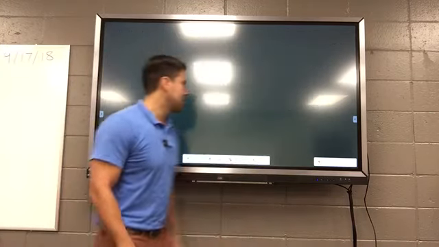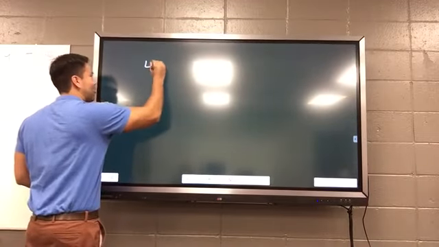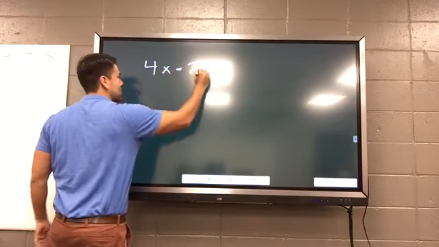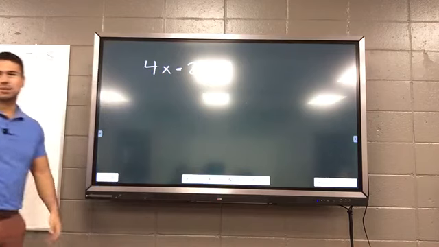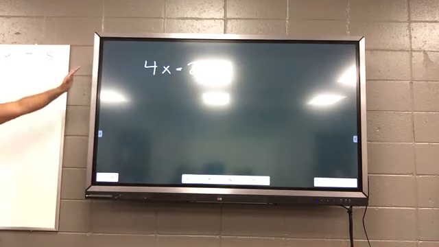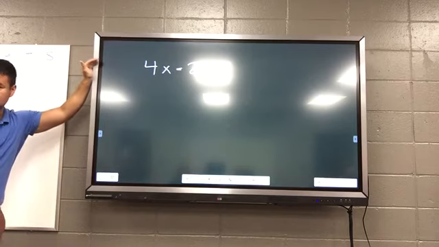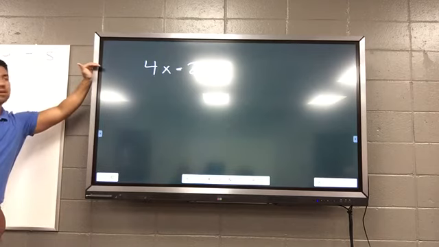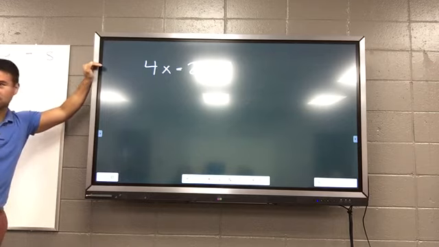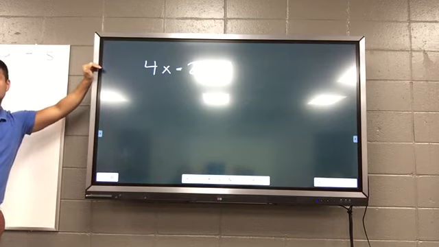Okay, first problem, 4x equals 24. What a nice, simple problem to work with. First of all, what kind of equation is this? Michael? Multiplication. What property should I use to solve it? The division property of equality. Good. So what should I divide both sides by?